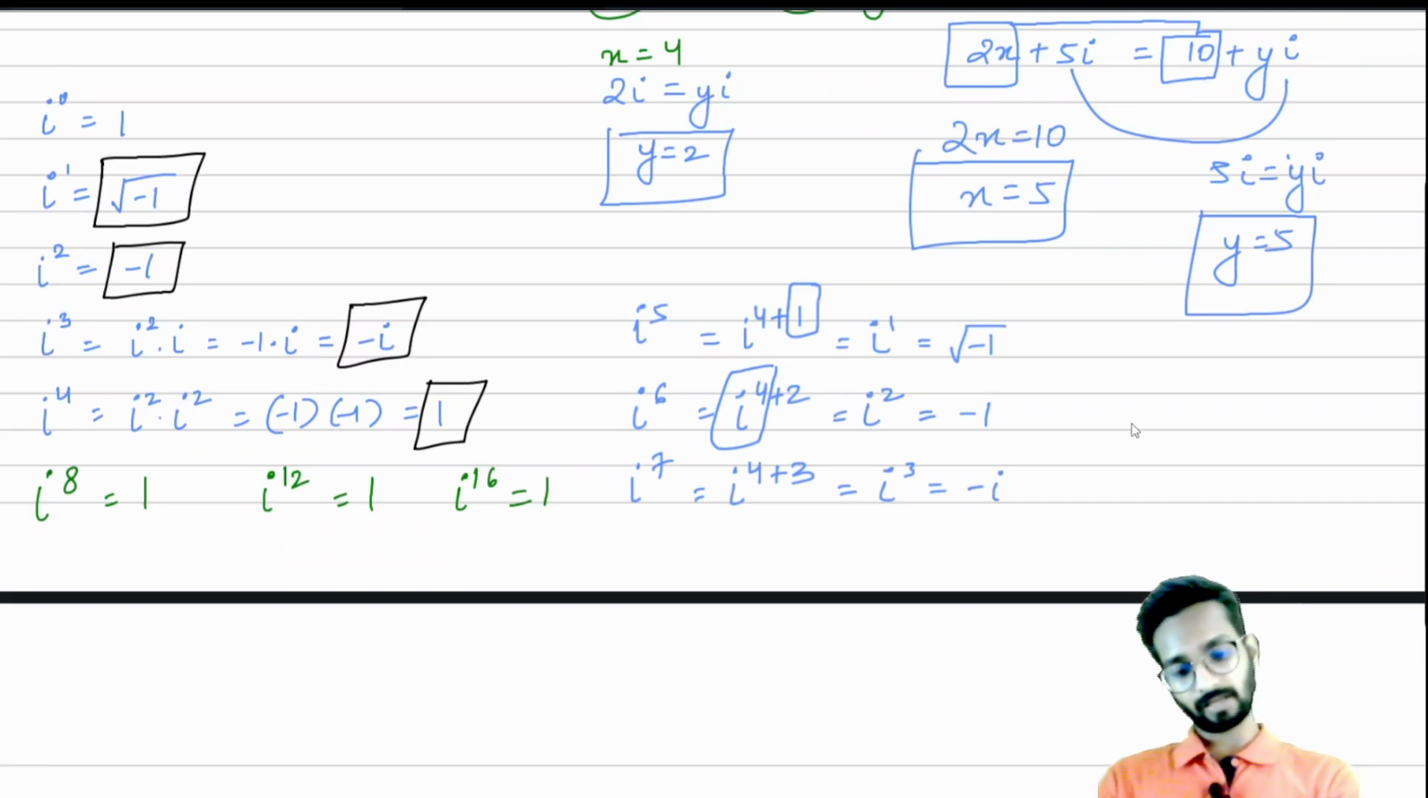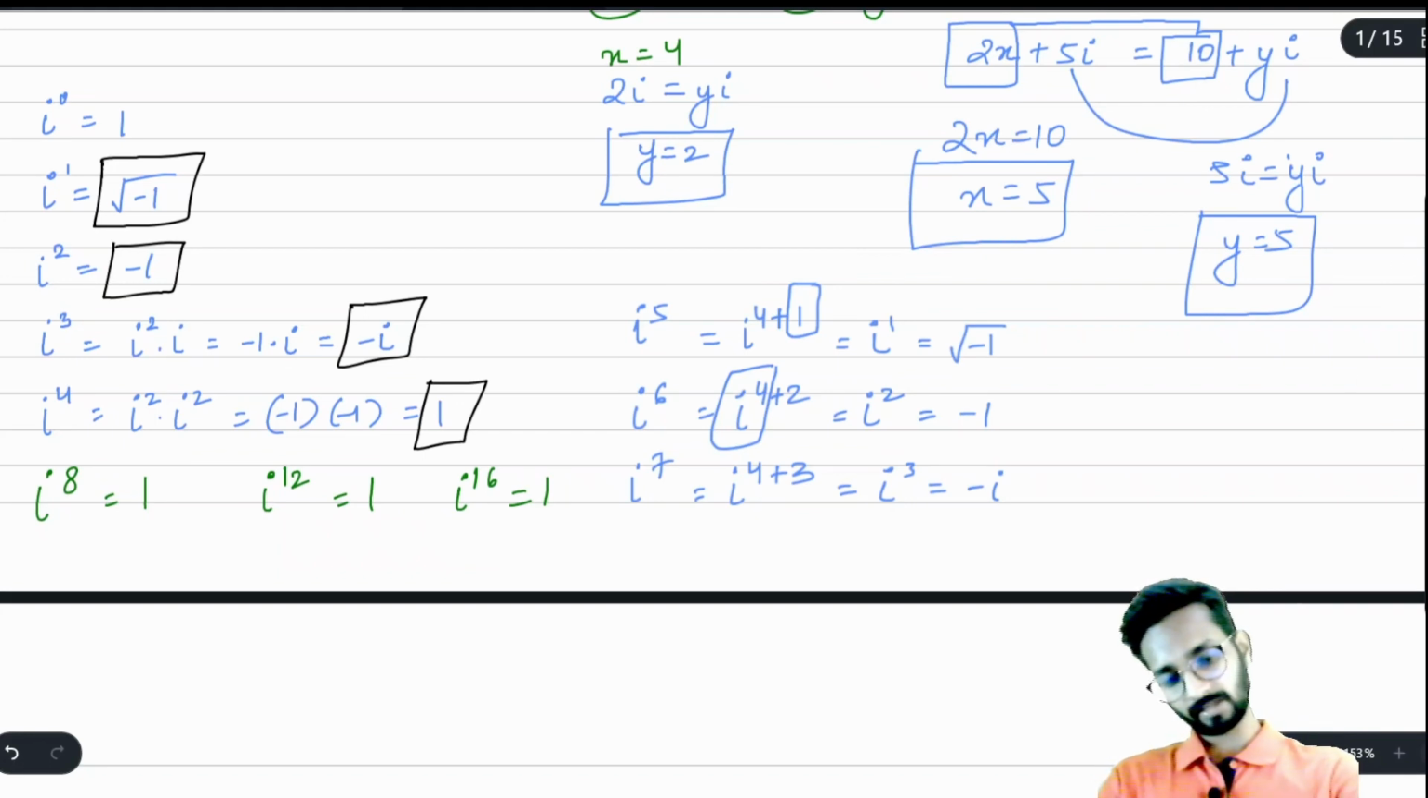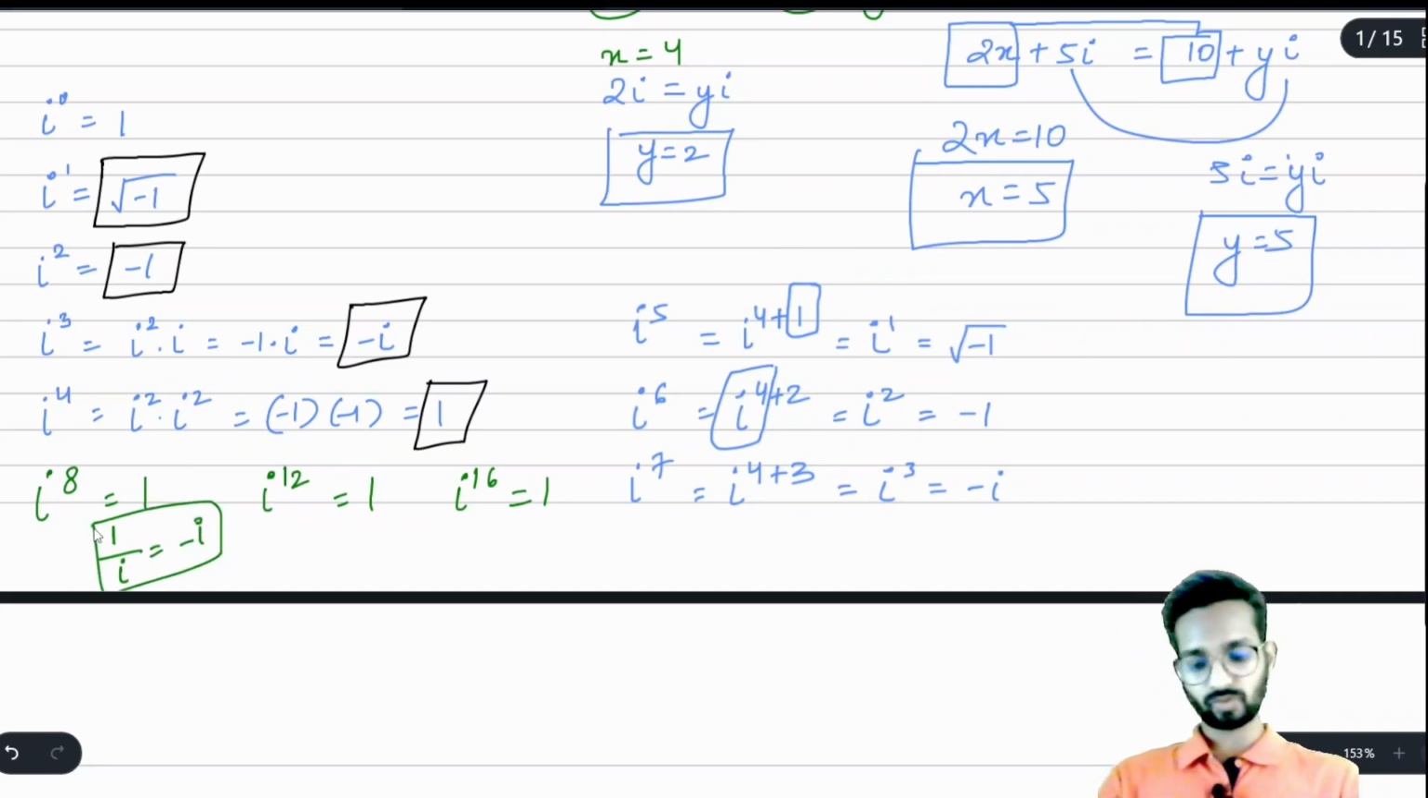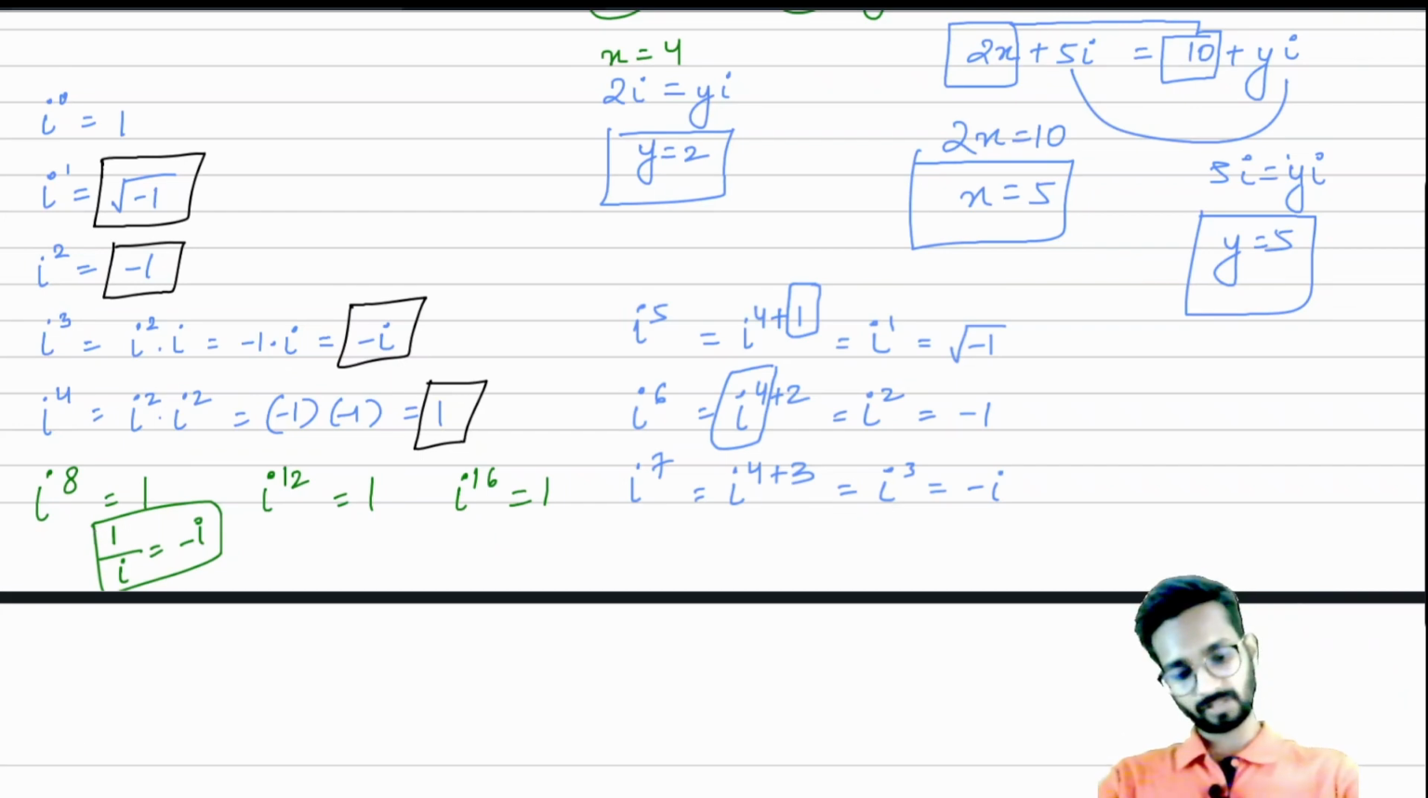Understood this much part? Now one important thing we have to understand here is that 1 by I is equal to -I. Please remember this, it will be very useful for our next few questions. This is how we are supposed to find the value for I.